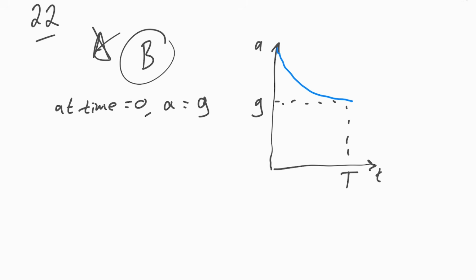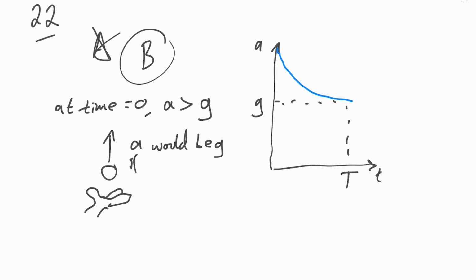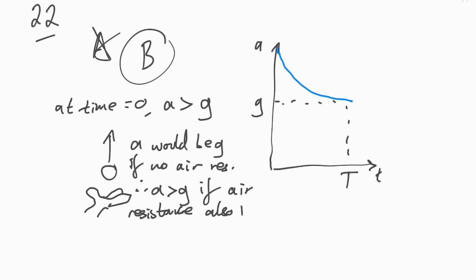But it's got to end up 0. a is going to be less than g. No, what am I saying? Of course it's going to be greater than g. Yes, of course. What am I thinking? So you throw a ball upwards and a would be g if no air resistance. Therefore, a is greater than g if air resistance is also pushing downwards. So we have gravity and air resistance pushing downwards. So therefore it has to be greater than g to begin with.